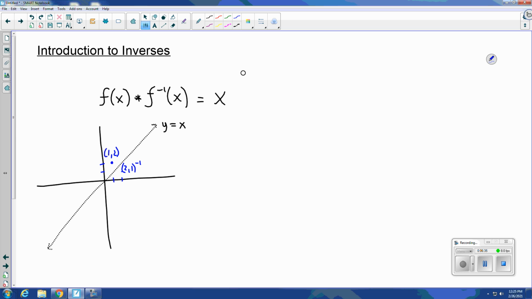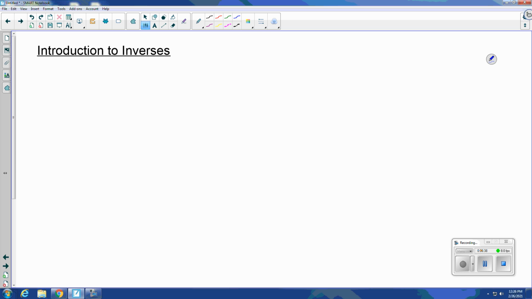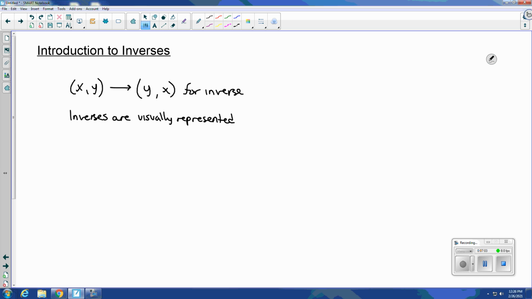So with a coordinate, we're going to swap the values for the inverse. And visually, this is represented by a reflection over the line y equals x.